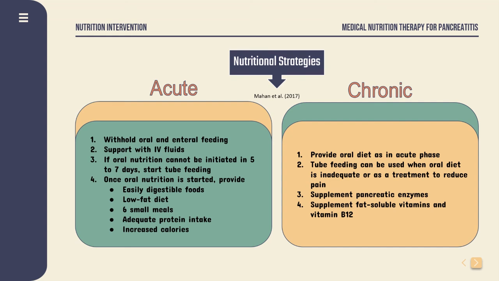Once oral nutrition is started, they must be provided with easily digestible food, a low-fat diet, 6 small meals, adequate protein intake, and increased calories. Meanwhile, for chronic pancreatitis patients, provide an oral diet as in the acute phase. Tube feeding can be used when the oral diet is inadequate or as a treatment to reduce pain. In any case, supplement them with pancreatic enzyme, fat-soluble vitamins, and also vitamin B12.